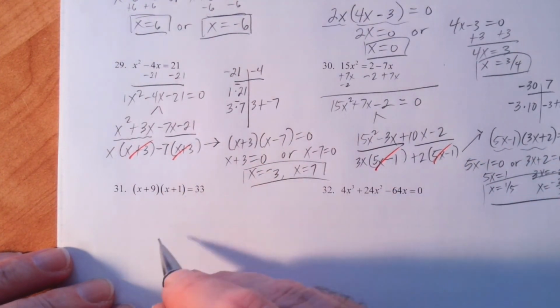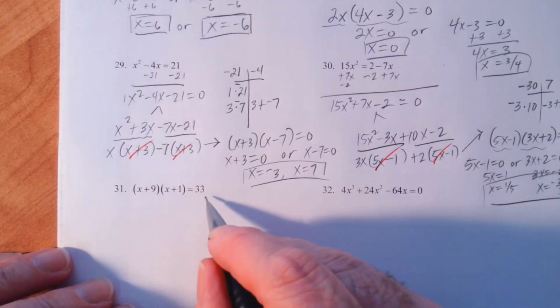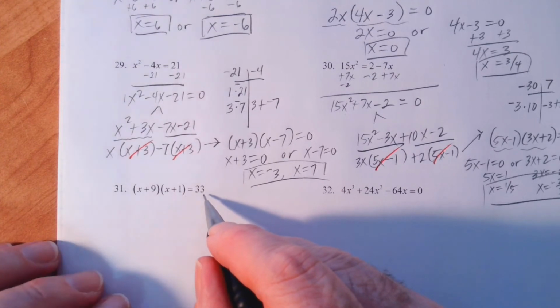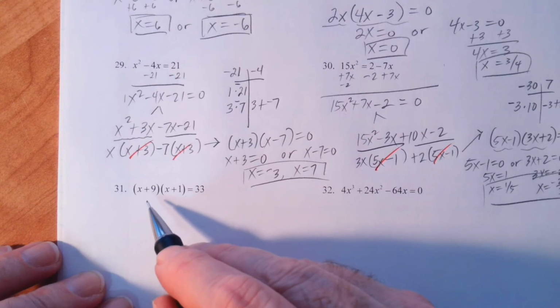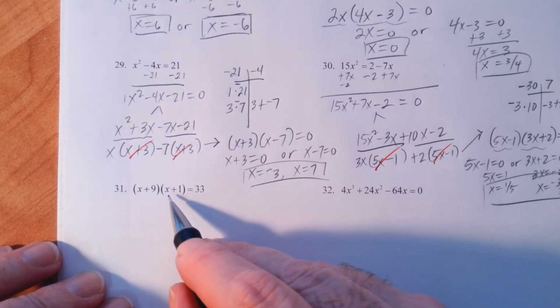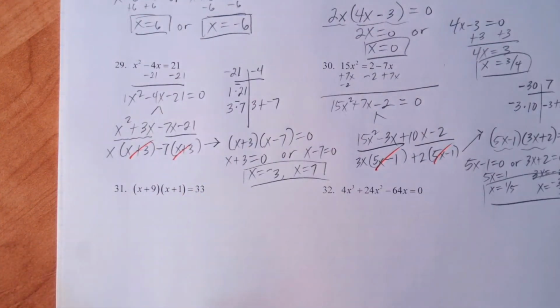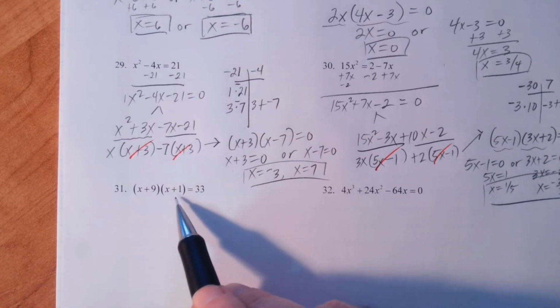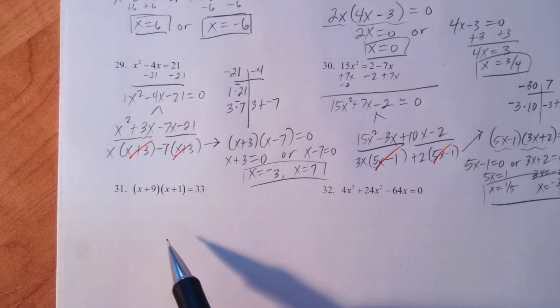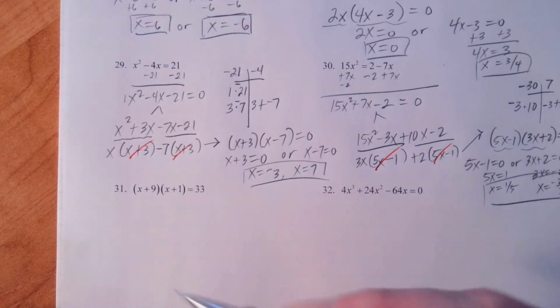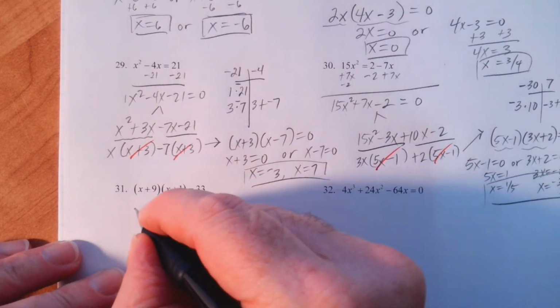We can't do anything with this the way it is because we don't have 0 on one side. The rule doesn't work for any other number. So you can't say x plus 9 equals 33 or x plus 1 equals 33. Just because these two numbers multiply to 33, it doesn't mean one of them is 33. 0 is a special case. So we're going to have to FOIL this out.